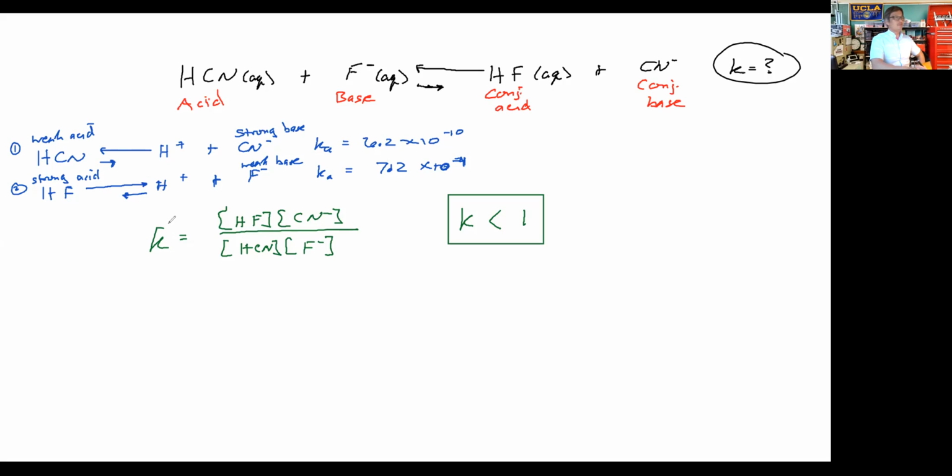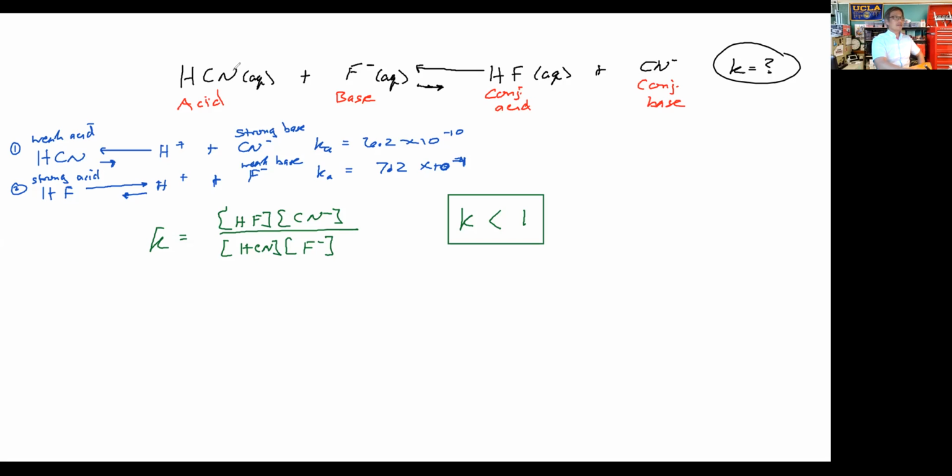Once you have the law of mass action written, you can see that K can't be equal to 1. For K to be equal to 1, you'd have to have the same amount of reactant to product at equilibrium, and the only way we can have that is if the Ka's here are the same. So that's not going to be the case. If K is going to be greater than 1, the numerator should be larger. That means we should have more product.